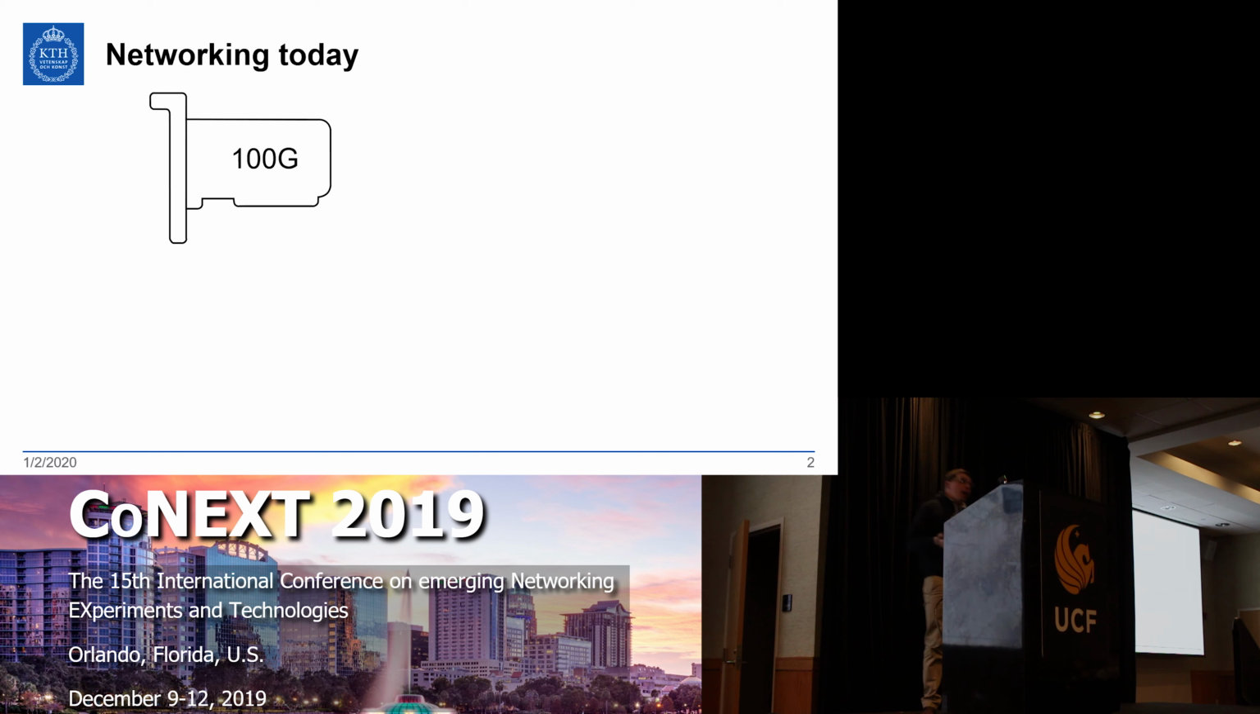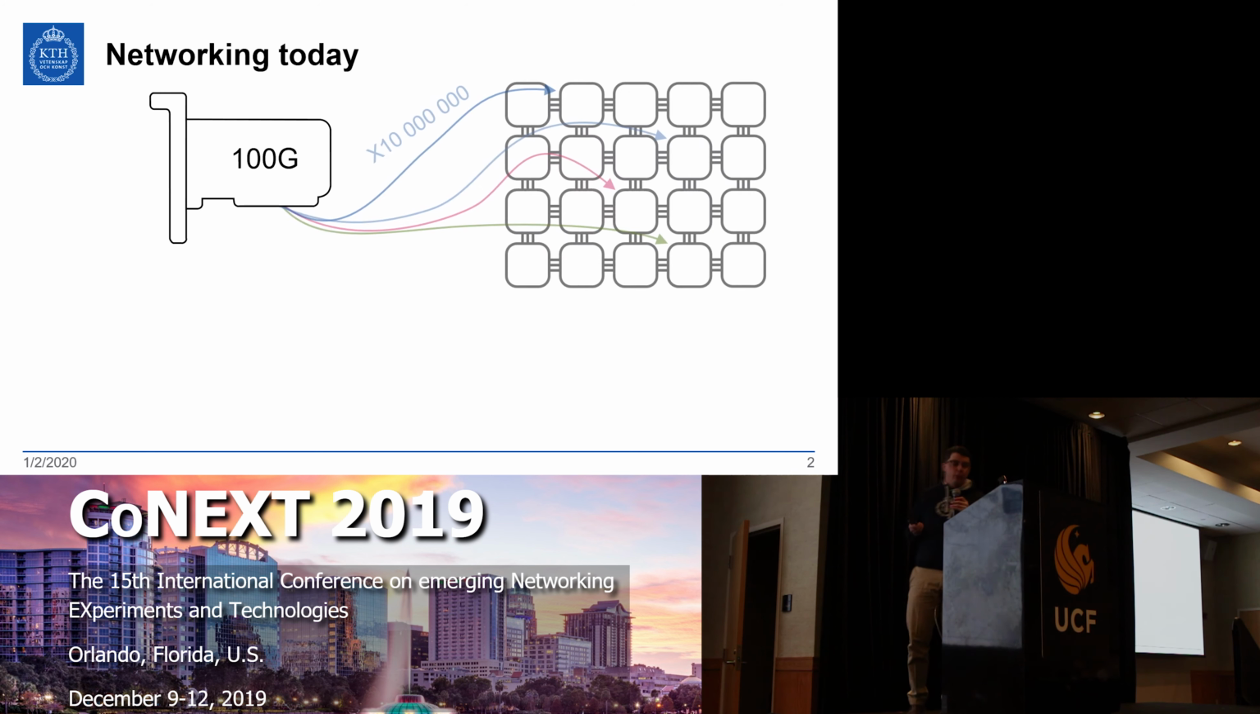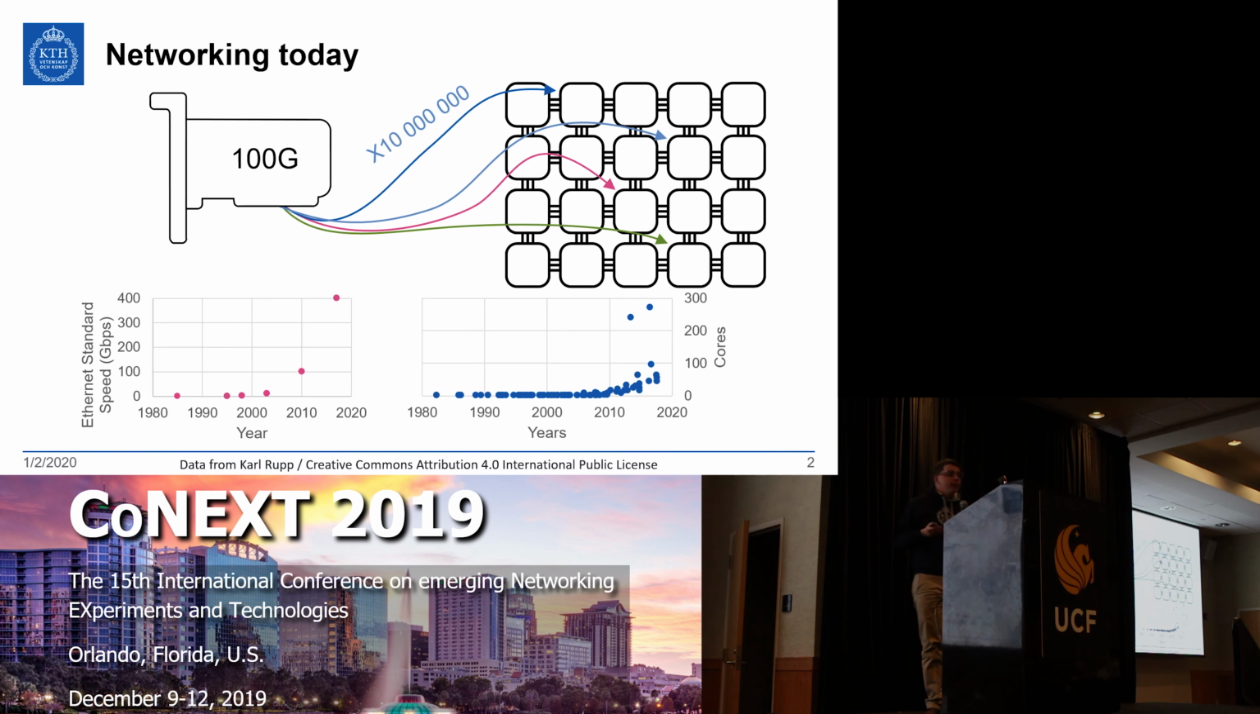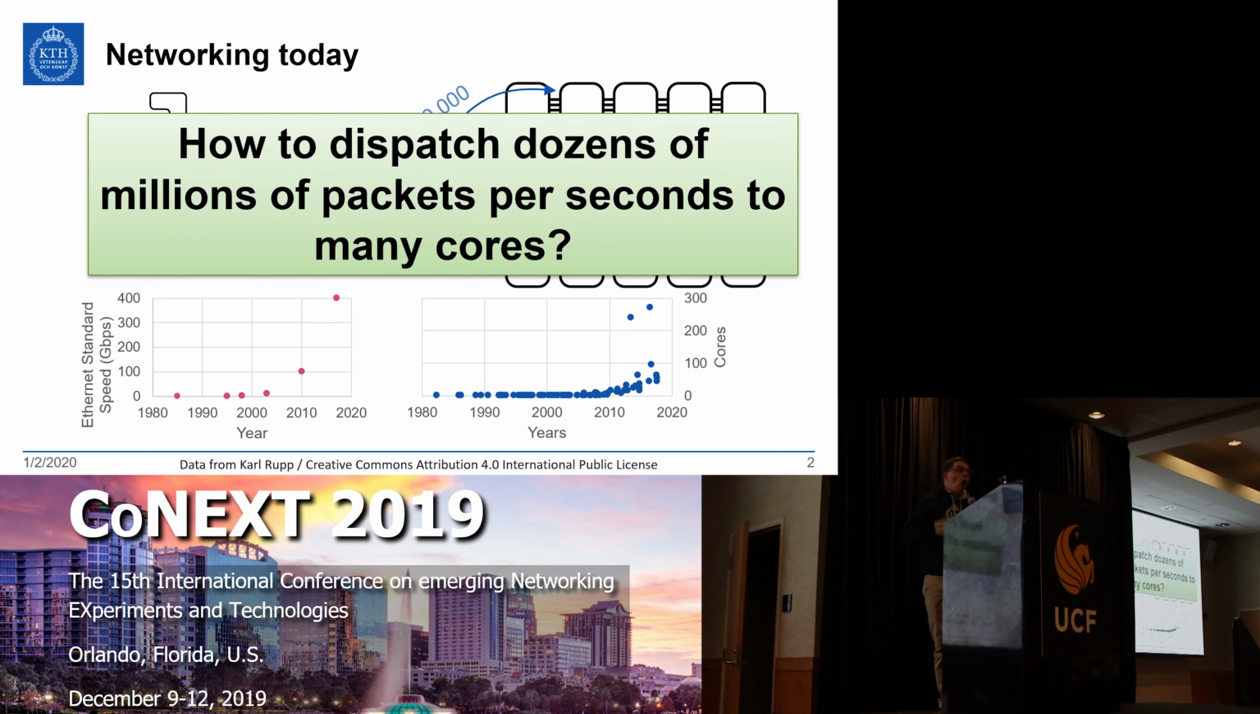So today we have 100 gigabit networking cards, which are becoming a commodity in data centers. And those NICs have to dispatch dozens of millions of packets per second to many-core CPUs, right? And both the speed of the Ethernet NICs and the number of cores are increasing dramatically, right? So the question that will animate us today, how to dispatch dozens of millions of packets to many cores, is a problem today, but it will be even more of a problem tomorrow.